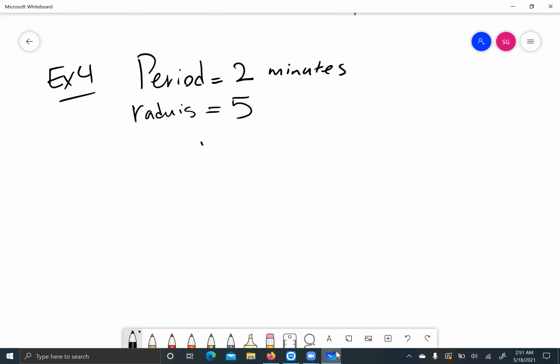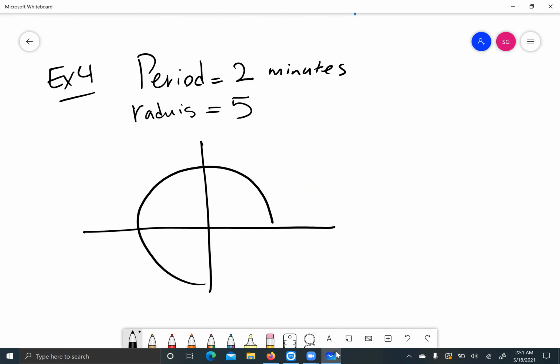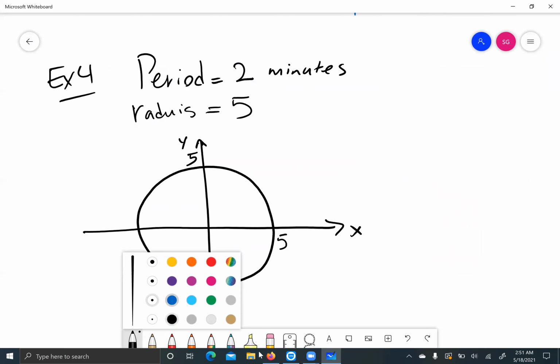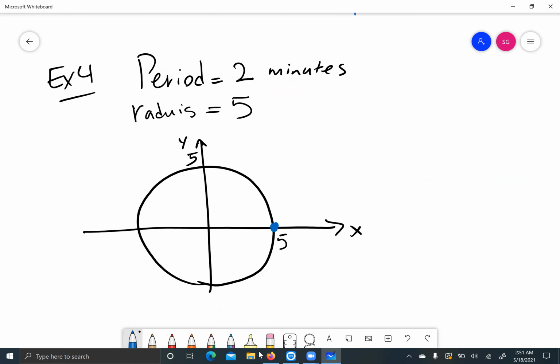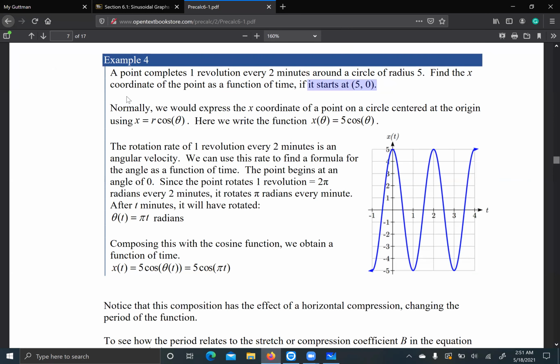Look, this is the circle, x-axis, y-axis, radius is 5, right? And it says it starts at the point (5, 0), so that means right here. This is the point (5, 0). It starts from here to start the rotation. Then it says express the x coordinate as a function of time.